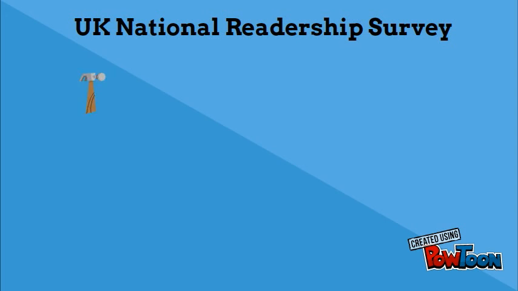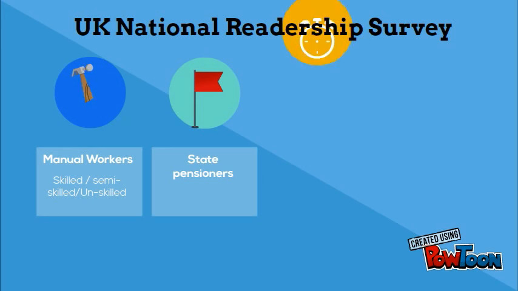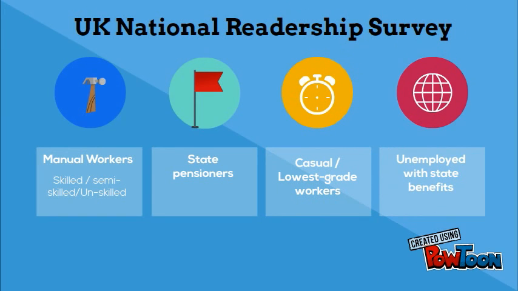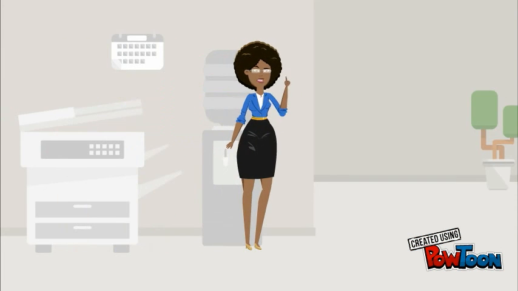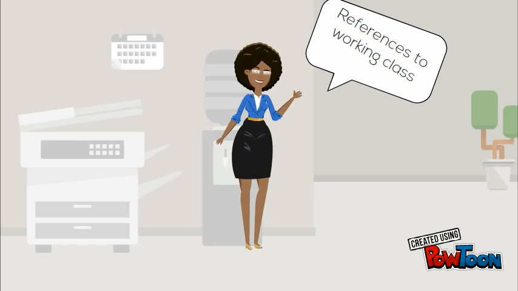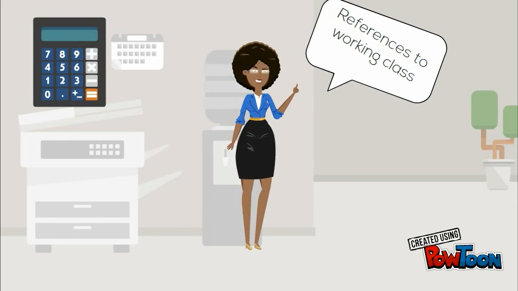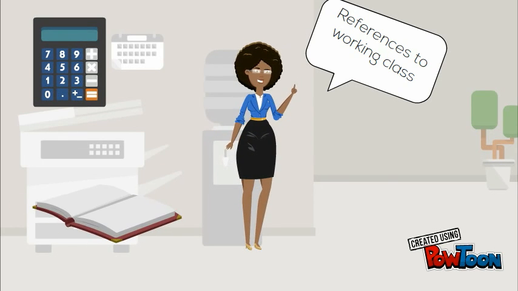According to the UK National Readership Survey, skilled manual workers, semi-skilled and unskilled manual workers, state pensioners, casual and lowest grade workers, and unemployed with state benefits only would be considered working class. The researchers recorded all instances in which the textbook, including artwork and listening activities, made a reference to working class. Then, they counted all pages that had references to working class and calculated the percentage compared to the total number of pages in each textbook.